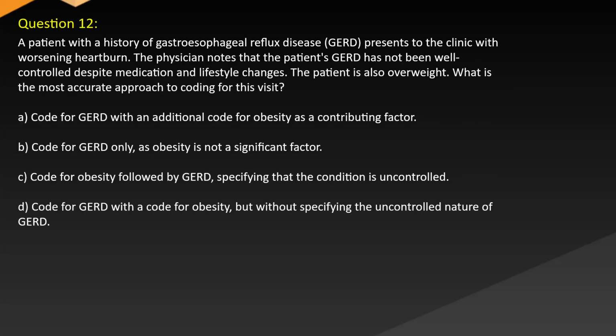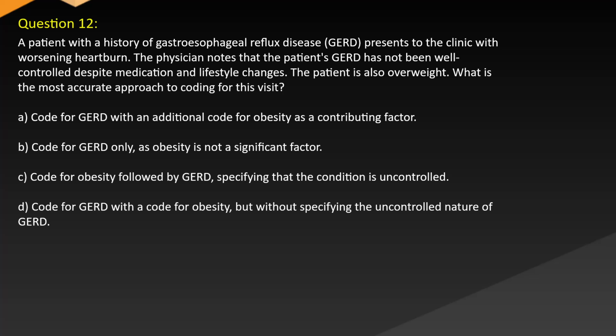Question 12. A patient with a history of gastroesophageal reflux disease (GERD) presents to the clinic with worsening heartburn. The physician notes that the patient's GERD has not been well controlled despite medication and lifestyle changes. The patient is also overweight. What is the most accurate approach to coding for this visit?